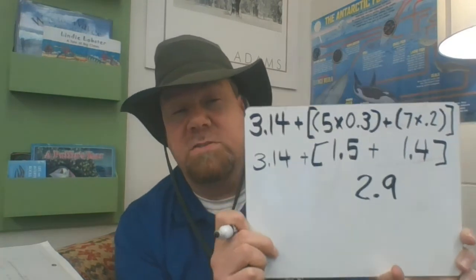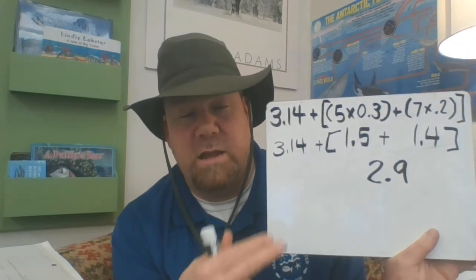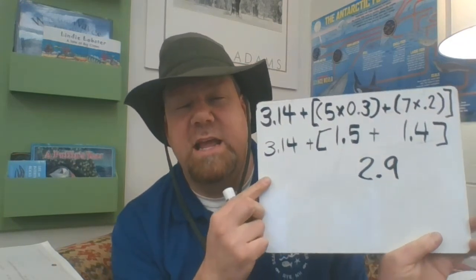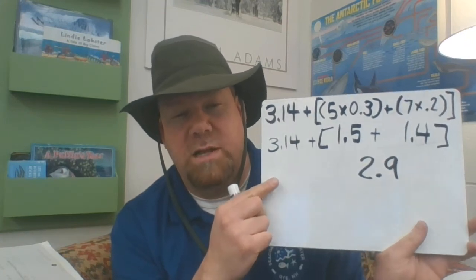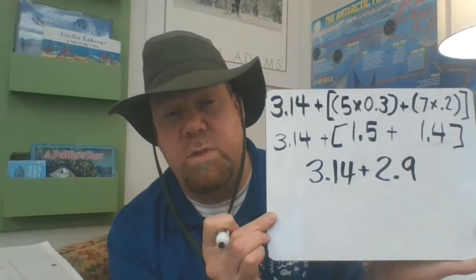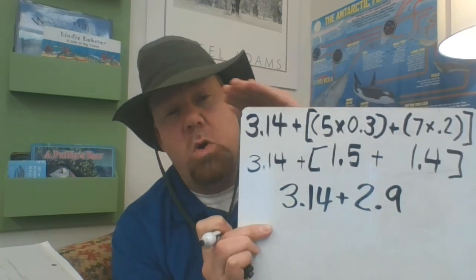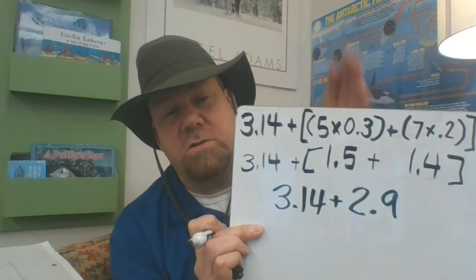Now, we've solved the parts of the problem inside the brackets, and we can now solve the problems outside of the brackets, okay? The rest of the equation outside of the bracket is 3 and 14/100ths plus. So we'll drop that down, okay? And now that is the rest of our equation that's remaining that we need to solve. I am going to make my problem go from horizontal to vertical to help me with the addition, okay? So 3 and 14/100ths plus 2 and 9/10ths.